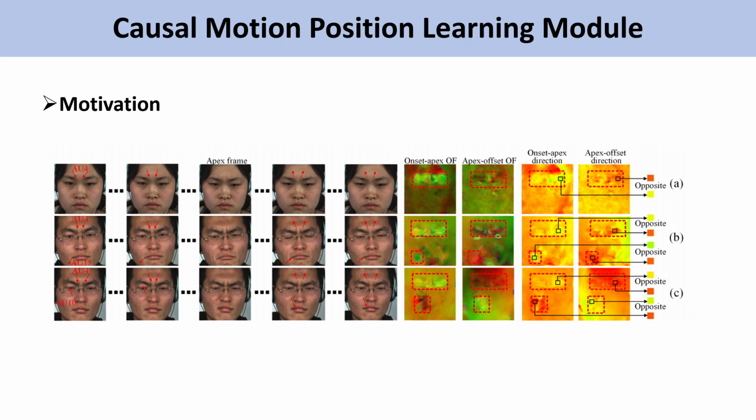This phenomenon shows that muscle movements and microexpressions follow a specific pattern. During the onset apex phase, the muscles are in a contracted state, while during the apex offset phase, the muscles are in a relaxed state. The motion directions of the muscles in these two phases are almost opposite, thus forming a causal relationship.